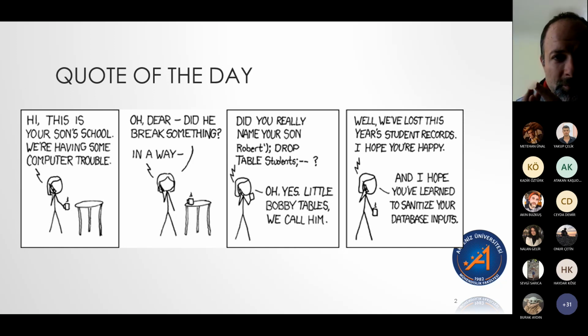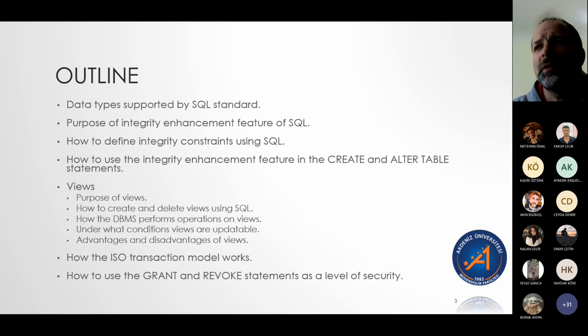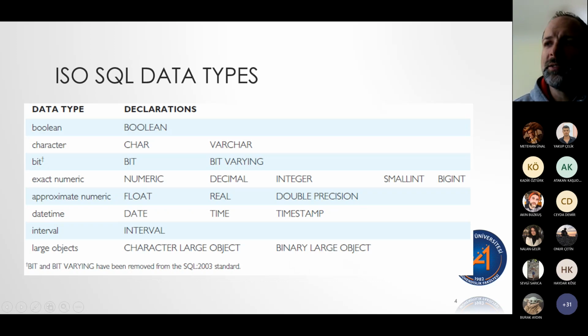All right. The first thing we're going to talk about is some of the data types that are supported by SQL, and how to define integrity constraints. Some of the discussion will be centered on views and why we use them, and some of the advantages and disadvantages. And then where we'll end is about privileges, so how to grant and revoke privileges for the purposes of security.